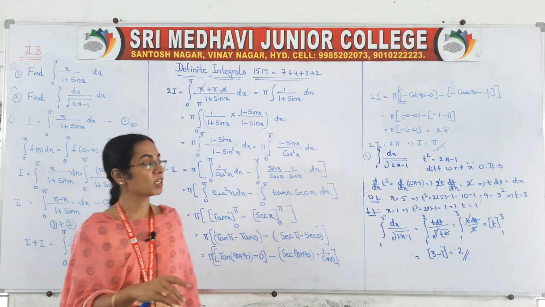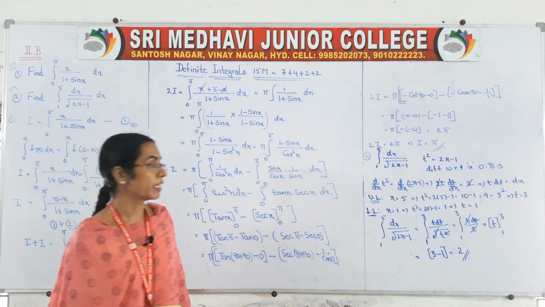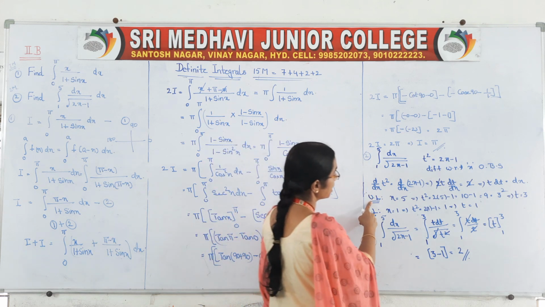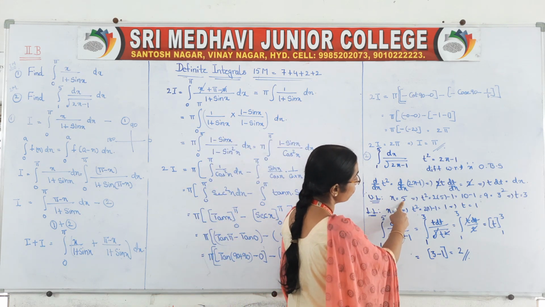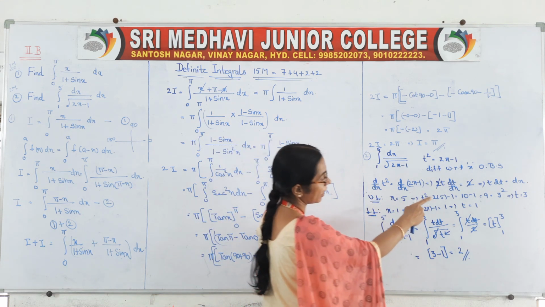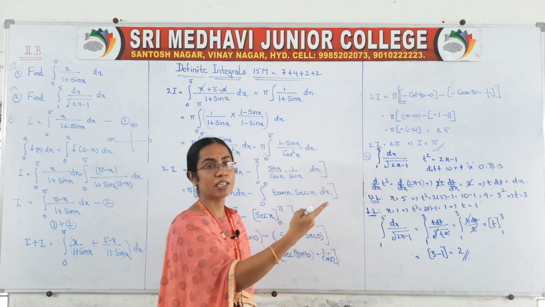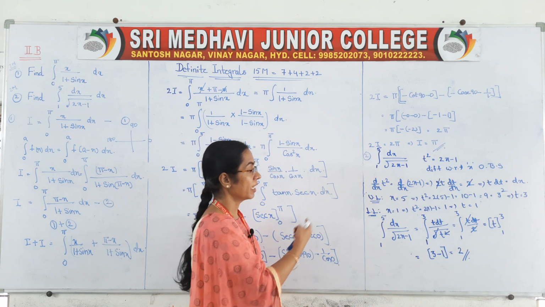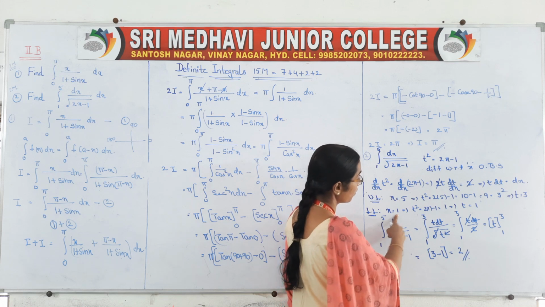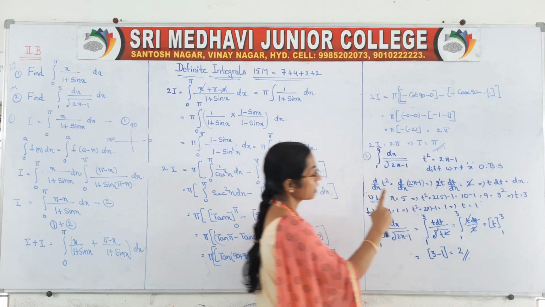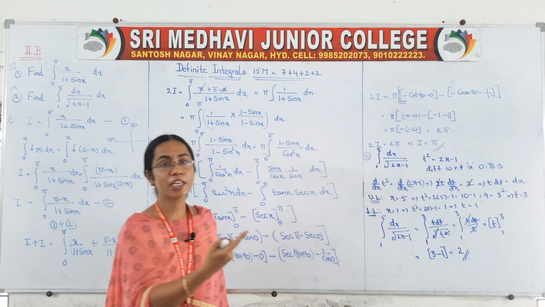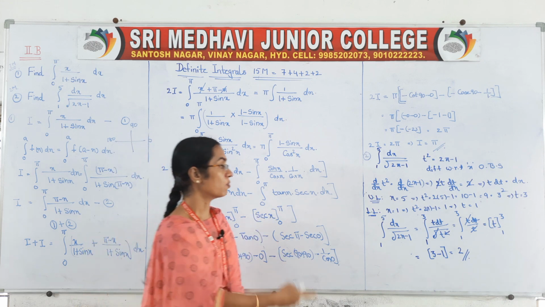So limits also must be in terms of t only. So you take the upper limit, x is equal to 5. Then you will get t square equal to 9, so it can be written as 3 square. So t is equal to 3. And the lower limit, x is equal to 1. If we substitute, we get t square is equal to 1. 1 can be written as 1 square. t is equal to 1.